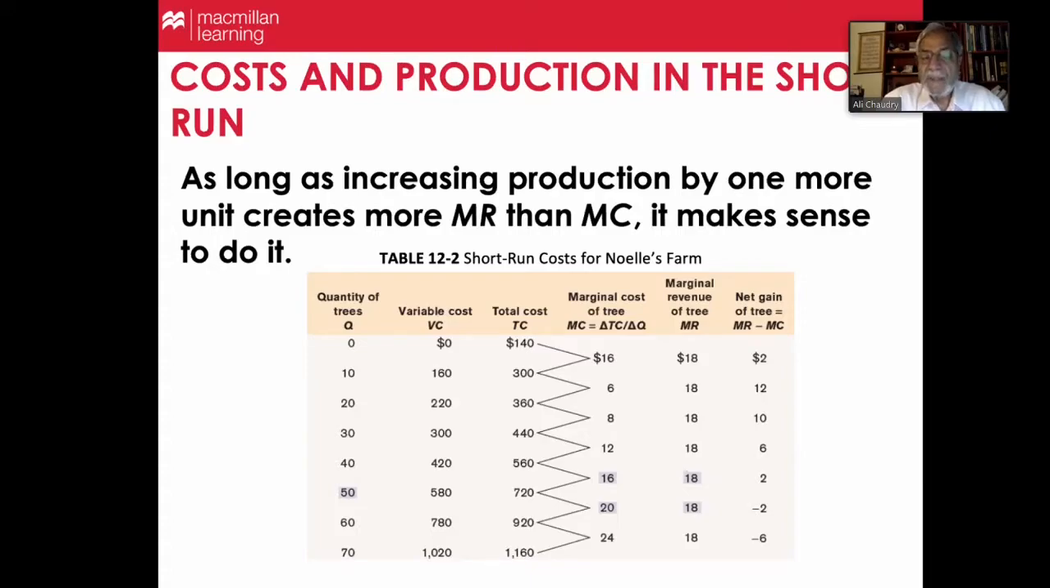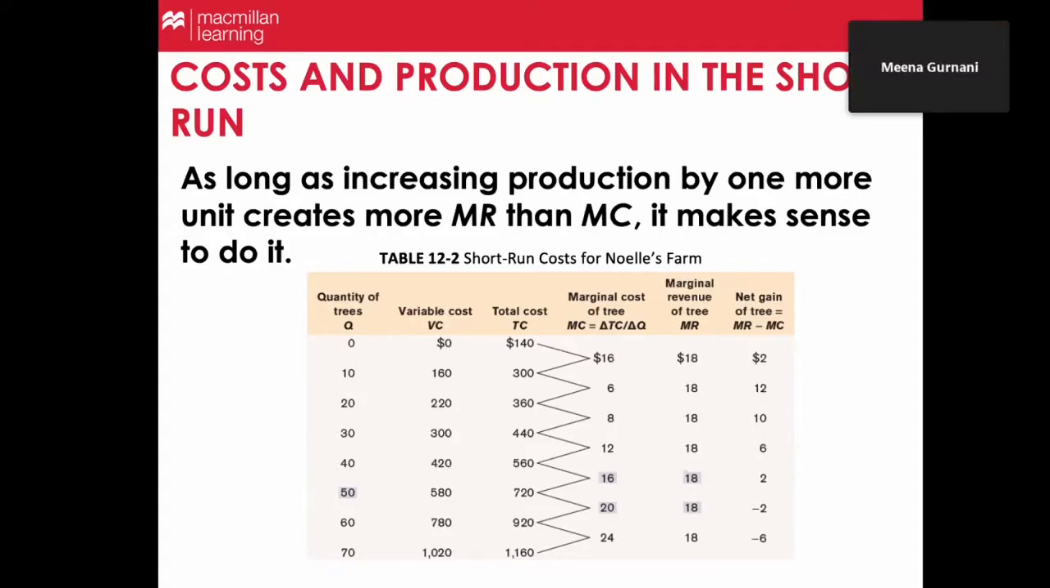Okay? All right. So now let's look at the next line where we say, okay, this farmer is going to sell 10 trees. And the variable cost, the total variable cost, if you want to use the term total variable cost, for the 10 trees is shown in the second column as 160.